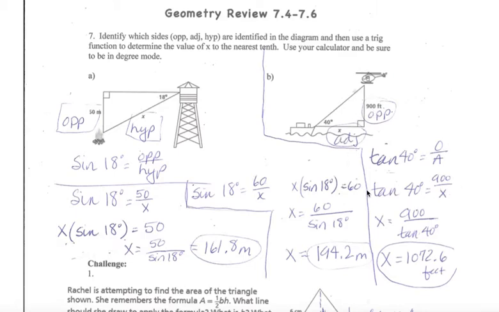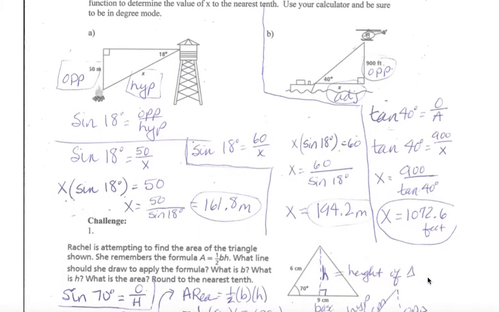Again, multiply each side by x, or if you want to use a shortcut that I always like to use, if the variable you're solving for is in the denominator, only if it's in the denominator, then just swap the x with the tangent of 40 degrees, have them change places. So we'll have x equals 900 over tangent of 40, and you get about 1,072.6 feet.